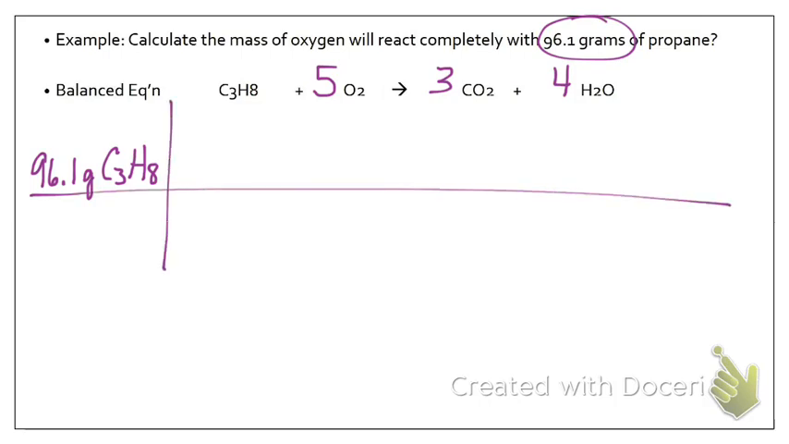Divide by, we molar mass it, right? 44.11. And we're trying to find out how much oxygen we need, so we're going to use our, what's that thing called from the balanced equation? Mole ratio. Look at us.